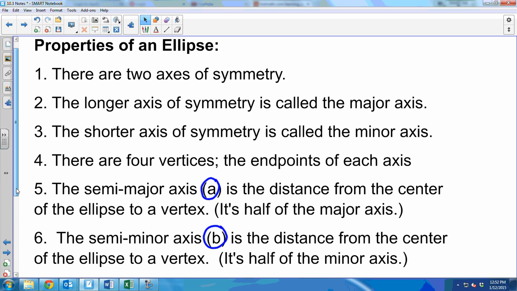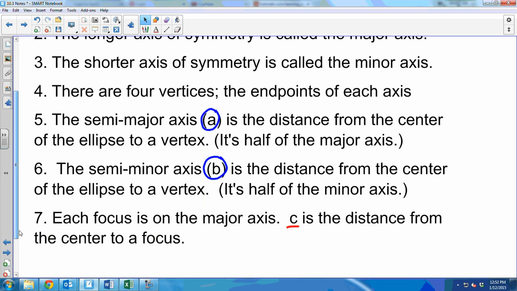And then the last property, each focus, remember we saw the image earlier, the 2 foci. Each focus is on the major axis. And C, also important, is the distance from the center to one of the foci.